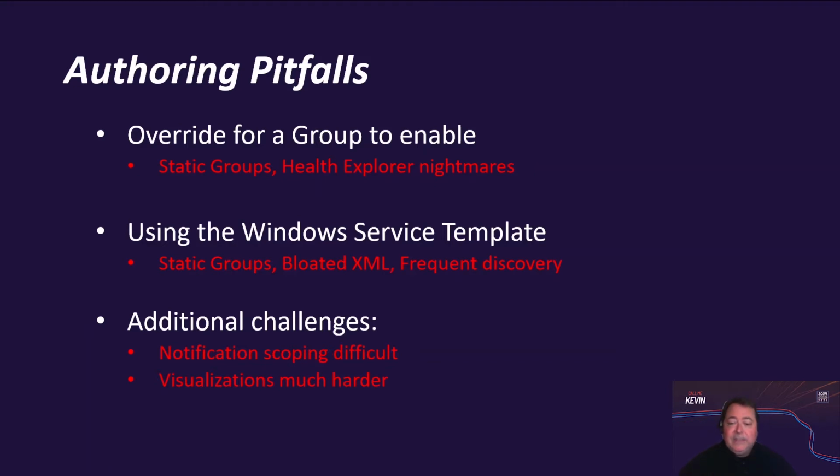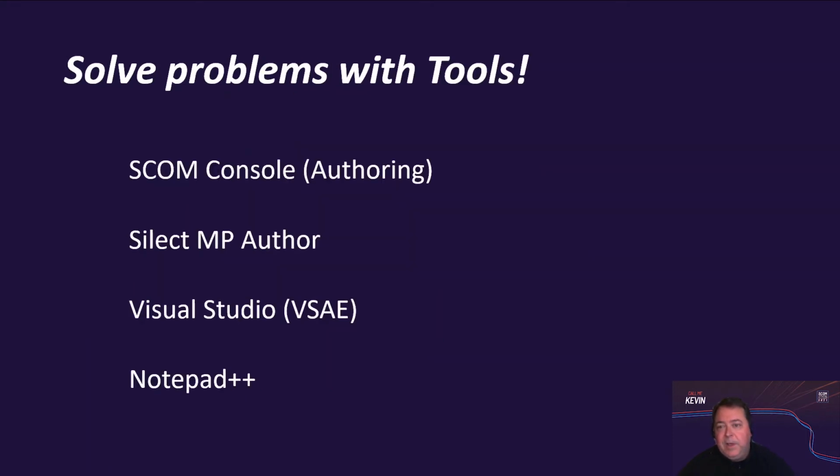And then some additional challenges are created if you use one of the two or both of the methods above, is you don't always have a good class to scope notifications by or a good group to do visualizations. And so what we're going to discuss next solves both of those problems in addition to all the other issues that I listed above. And the way we're going to solve those problems is with tools.